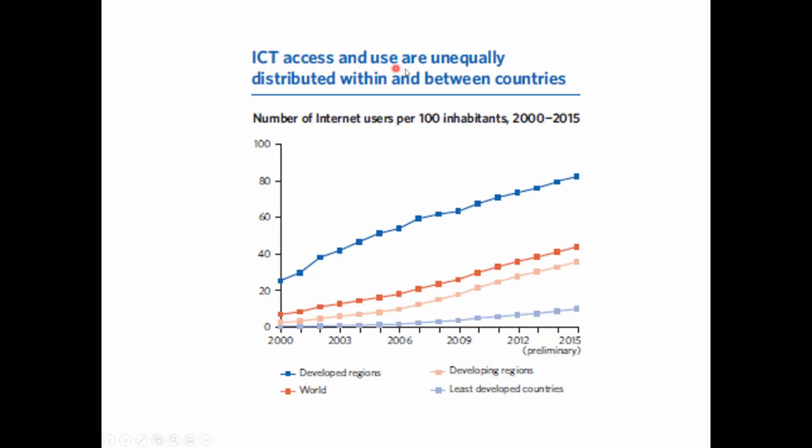Information and communication technology access and use are unequally distributed within and between countries. So in developed regions, number of internet users per 100 inhabitants, it's near 80% have internet access. In the world overall, it's increased from less than 10% in 2000 to almost 40% of the world. Developing countries from near zero up to about 30%, but the least developed countries is where it's really lagging behind, from really around zero to still in 2015, less than 10%. And given how important the internet is to modern economy, this is still showing a huge area of divide between developed, developing, and least developed countries.